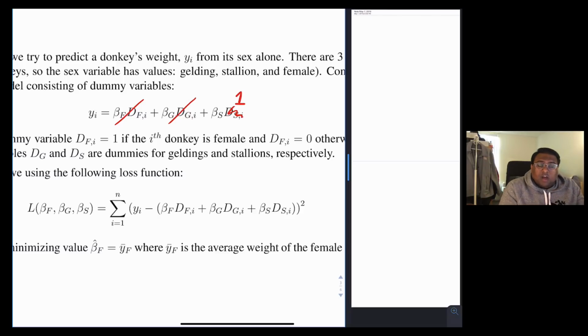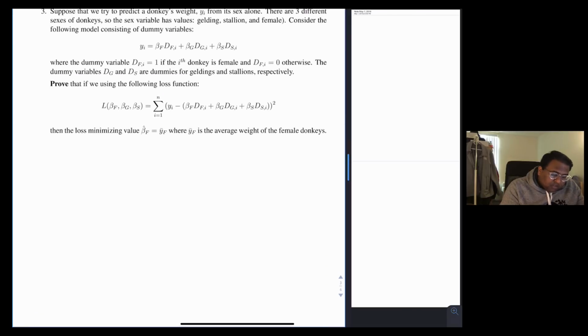so our prediction is a constant model, but it's sort of like 3 separate models, right? We have one for the female donkeys, one for the gelding donkeys, and one for the stallion donkeys. Okay, because the beta S and beta G don't impact our prediction for the female donkeys, and same for the other 2. Okay, so what we want to do is prove if we have this loss function, which is really just the sum of the squared losses, then the loss minimizing value beta hat F is the mean weight of all of the female donkeys. Okay, so the key insight is that it's not the average weight of all of the donkeys, it's only the average weight of the female donkeys.